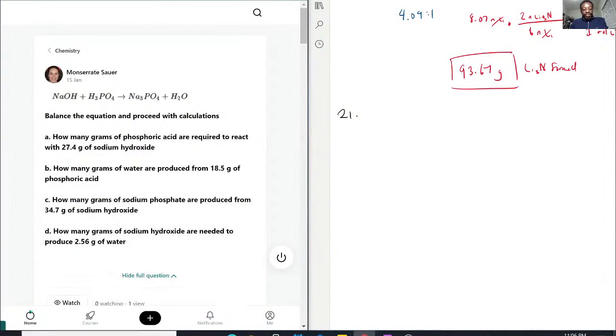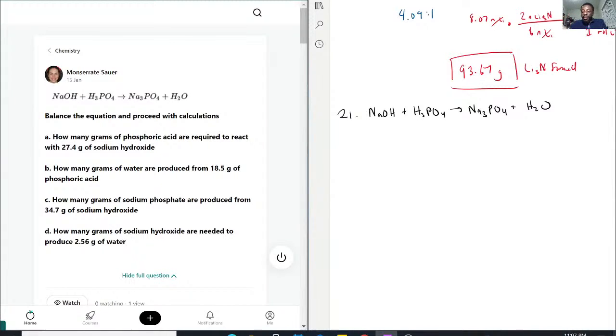And we have: balance the equation and proceed with the calculations. So first we have this. Let's just write it out. NaOH plus H3PO4 turns into Na3PO4 plus H2O. Okay? And the first thing they ask us to do is to balance it out and then proceed with the calculations. Okay?